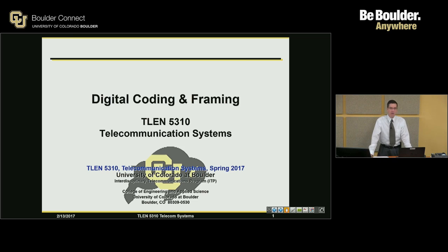What's the dynamic range? That's the one that I couldn't. Okay, dynamic range of a receiver.